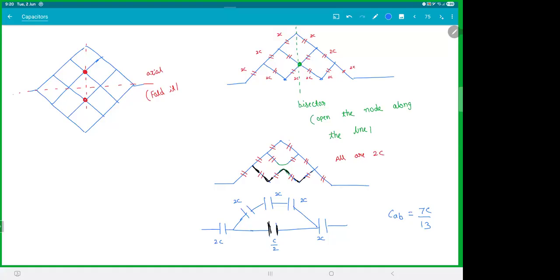Folding the circuit. Did you double the capacitance? Whenever you fold, a capacitor falls on one more capacitor, so you have to double that, because if two capacitors are in parallel, they'll add up.